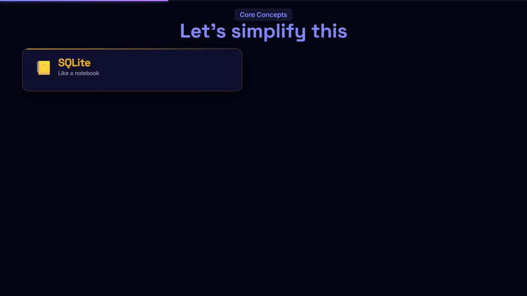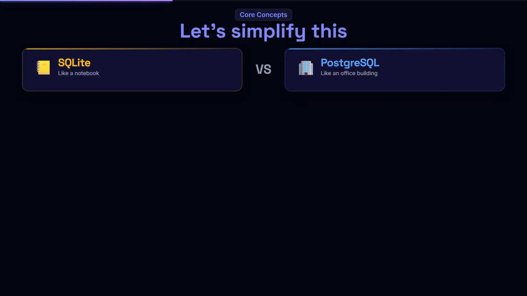Let's simplify this. Think of SQLite like a notebook. Everything is in one place. It is simple, fast, and easy. What about PostgreSQL? That's a full system. It can have multiple users and multiple operations running at the same time.